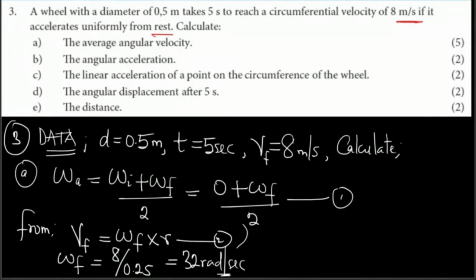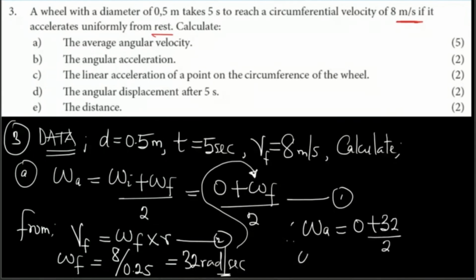So you have to substitute that 32 inside. Your average velocity is going to be 0 plus 32 over 2. So that's 32 over 2, which is 16 radians per second. So the average angular velocity is 16 radians per second. The second question says that we must determine the angular acceleration.